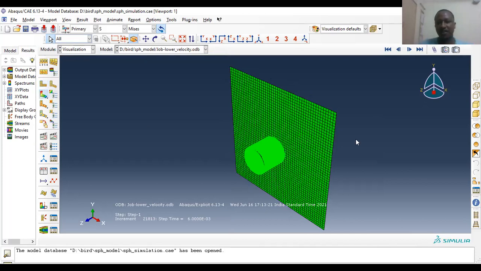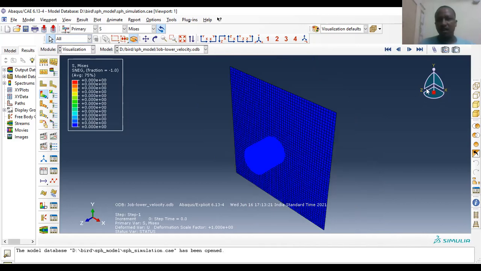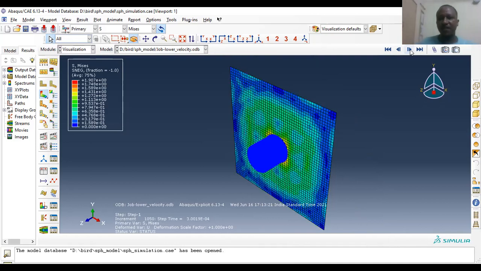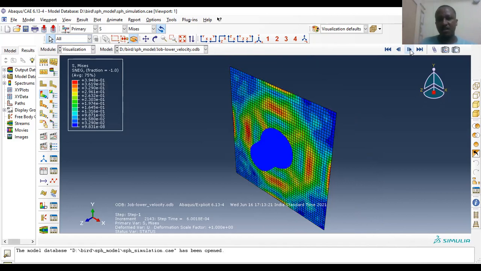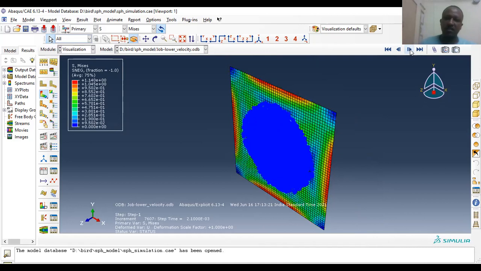Let's see together. Yeah, when the bird hits the structure, the body of the bird immediately splashes over the surface of the structure. I can show you one by one, step by step, because we have 20 frames. This is the first frame, second frame, third, fourth, fifth, sixth, seventh, eighth, 9, 10.